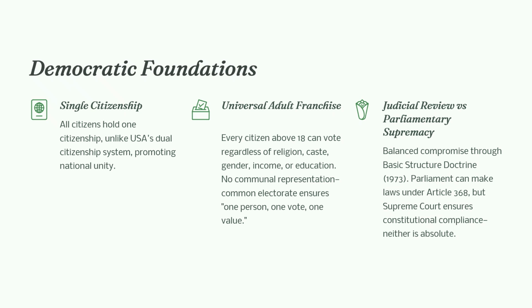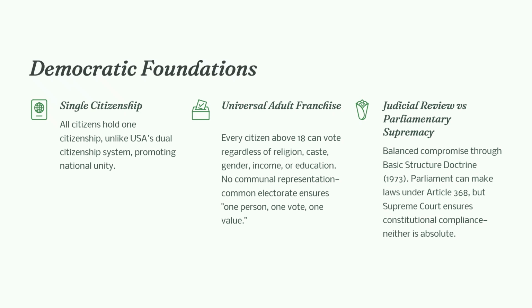Moving on to see the last feature of Indian Constitution that deals with compromise between judicial review and parliamentary supremacy. Students, the Indian Constitution establishes a balanced compromise between judicial review and parliamentary supremacy. While Parliament has the power to make and amend laws under Article 368, the Supreme Court can review these laws to ensure they do not violate the Constitution.